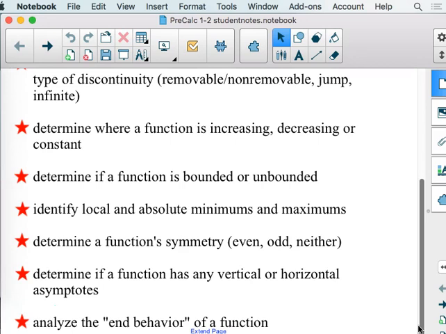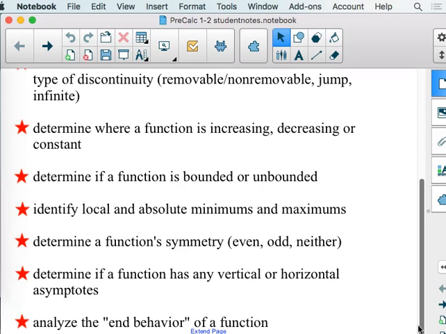And then determine if a function is bounded or unbounded. That would be brand new, because in Algebra 2 we don't teach bounded and unbounded. Local and absolute mins and maxes. You've done local mins and local maxes before, but we've never talked about absolute. It's a very easy concept, but we just have to talk about it.